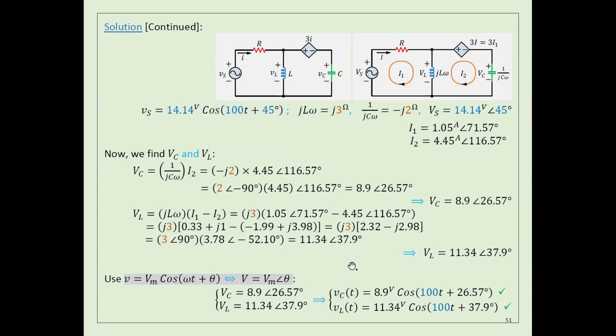Again, if you look at the relation between current and voltage, it will be the same as I told you. For example, the current here is actually I2. Look at the relation, guys: between I2 and the voltage VC, it's 90. You subtract 90. If I subtract 90 from the current, I can get the voltage. Any question?